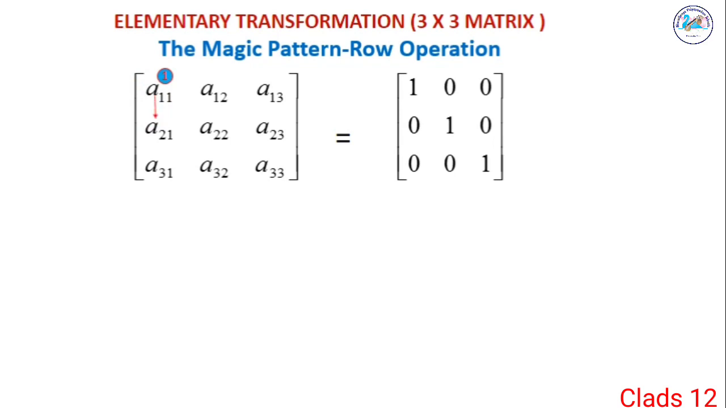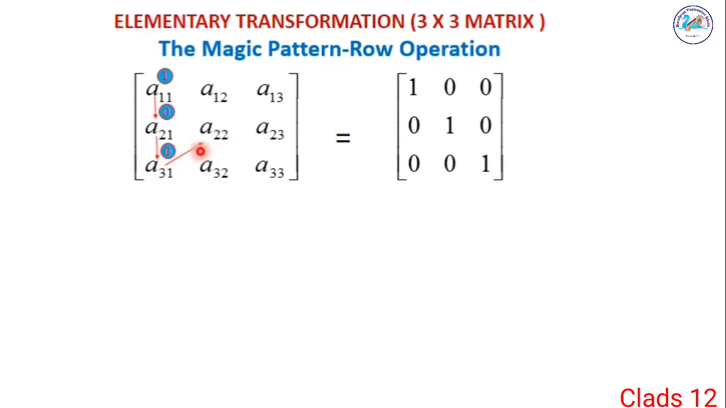The pattern is, first we have to change the first element, that is A11, to 1, and next you have to move down to the A21 element, that you have to make 0. Next you have to move down to A31, and that element you have to make 0. So first we started from A11, the first element we changed to 1. Next move down to A21, make it 0. Next move down to A31 and make it 0.